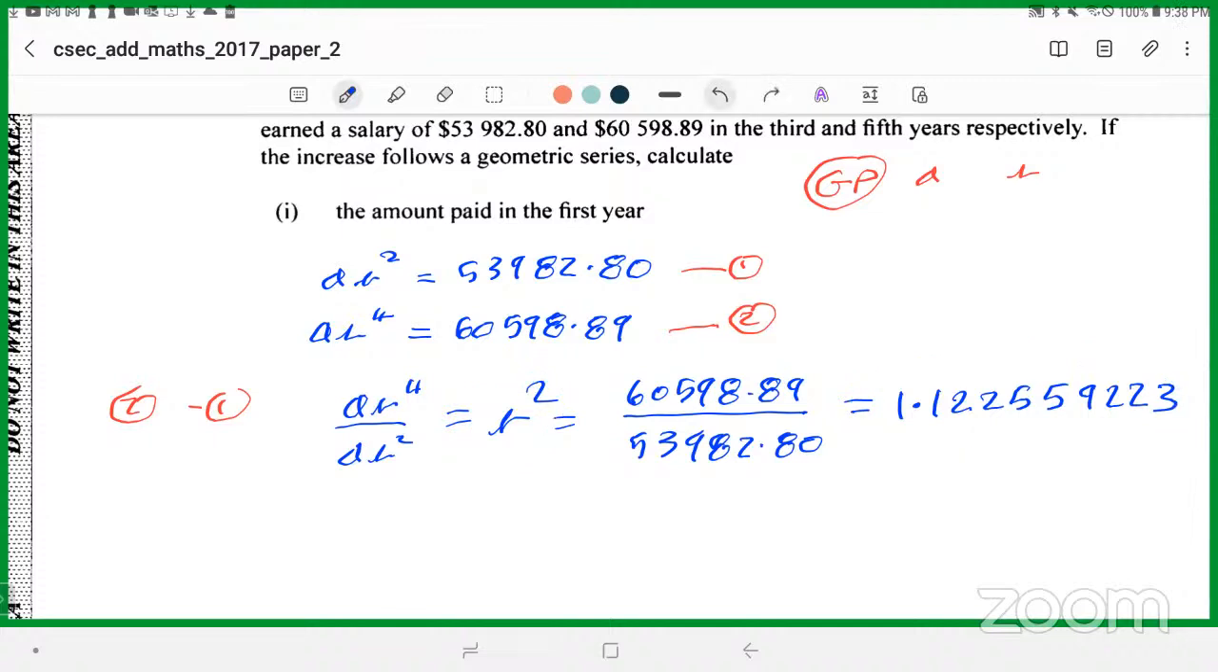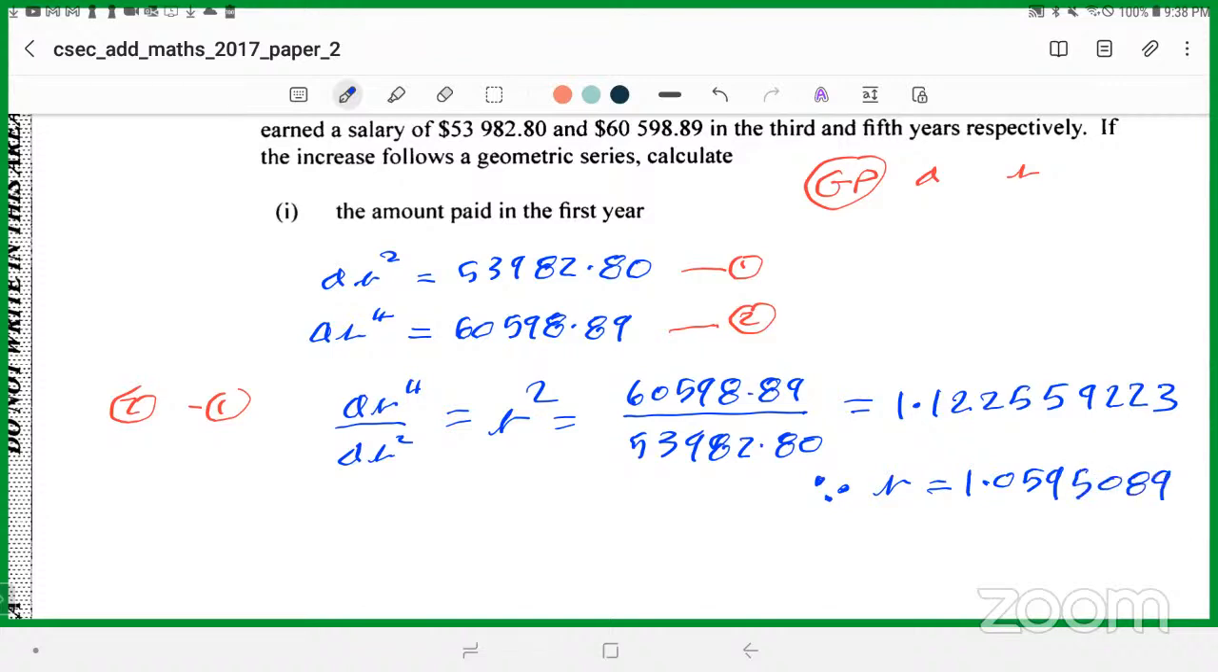So tell me my R. Therefore, R equals the square root of this, and tell me what R is. And give me about 7 decimal places again, because this is 7 digits. 1.0595089.